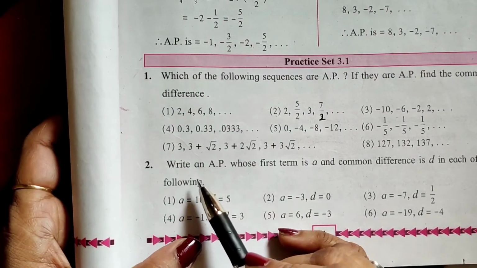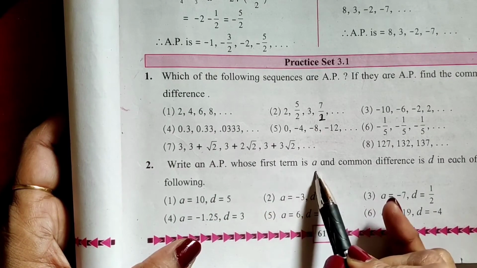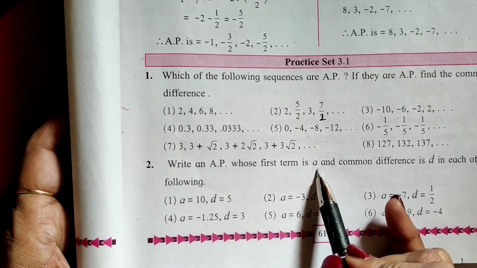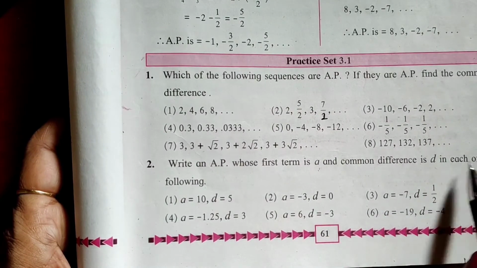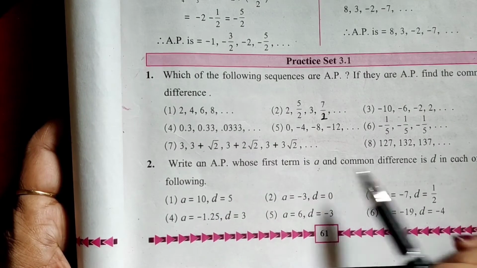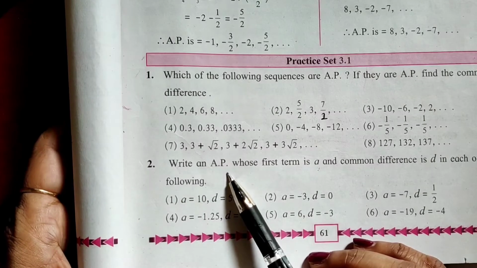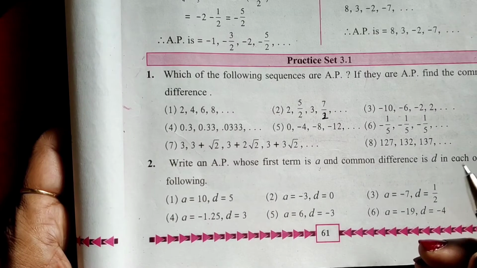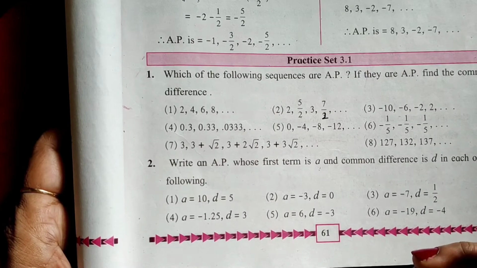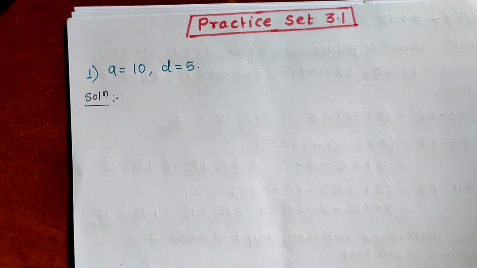Question number 2 is, write an AP whose first term is A. First term is A. So A and the first term are the same, and the common difference is D. In each of the following, we are given first term A and common difference D. We will have to find out the AP, arithmetic progression. We have to find the sequence. If you find 3 or 4 terms, it will be enough. We will be finding 3 terms or 4 terms, and then we can write the AP. So let us see how to solve these sums.